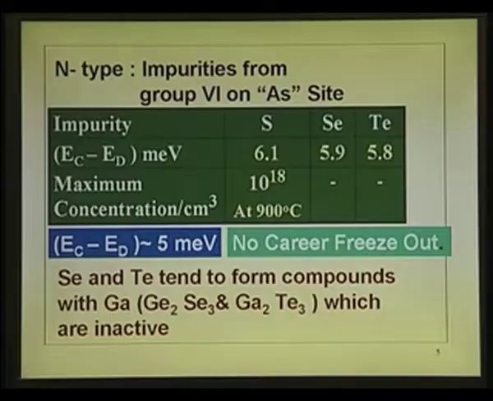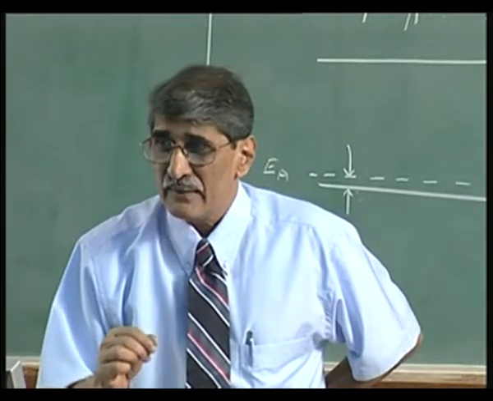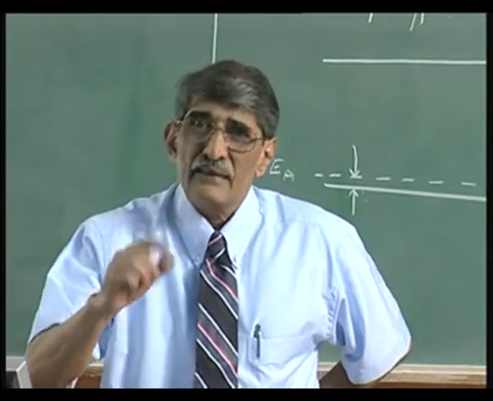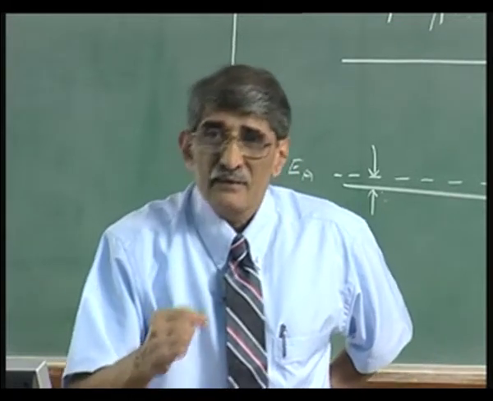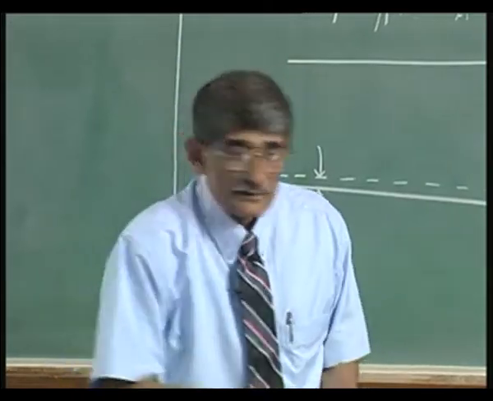If you should be able to ionize a donor even at room temperature, the implication is that with very small energy, the donor should donate an electron to the conduction band. That means the donor level is located very close to the conduction band, if it should donate. That is the meaning of that.